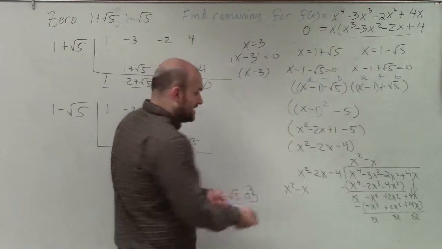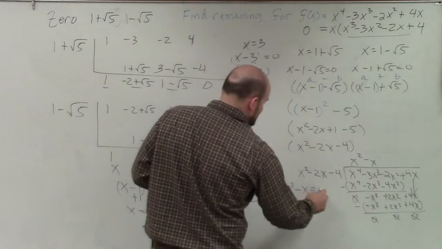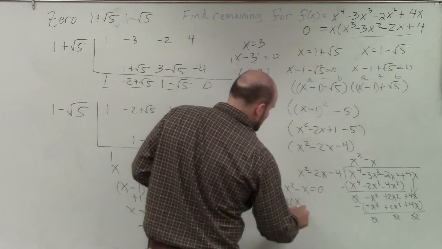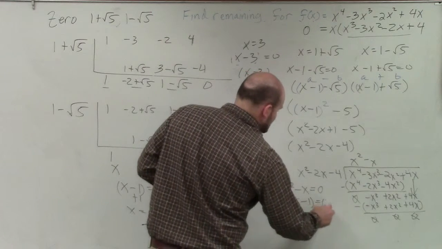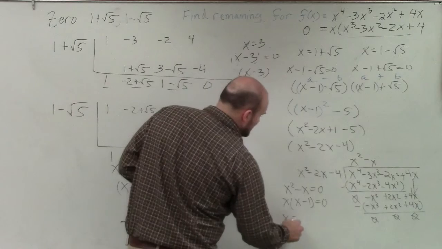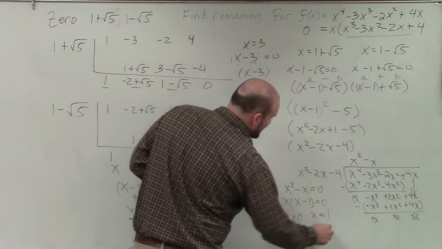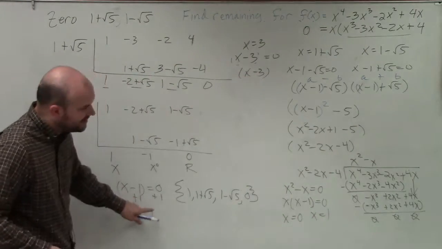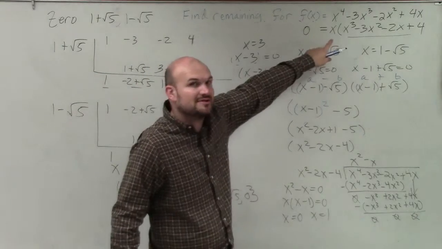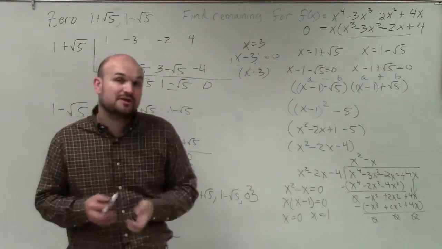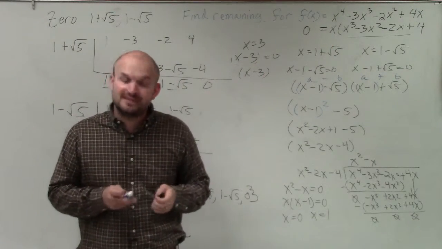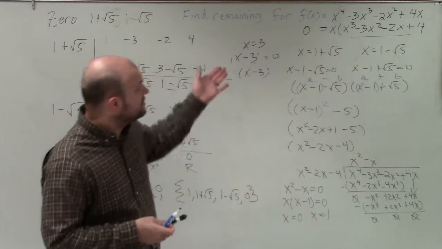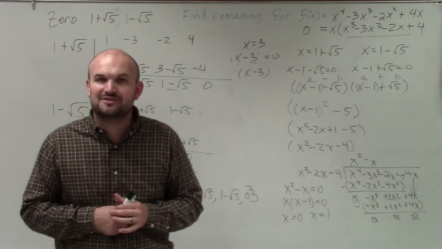If I was going to solve for this, I would factor out the x and leave me with x minus 1 equals 0. Again, apply zero product property. I would have x equals 0 and x equals 1. Just like I did here. I found the 1, and I originally factored out that x to give me that 0. So there you go, ladies and gentlemen. There's 2 different ways to be able to find the zeros of a function when given an irrational.